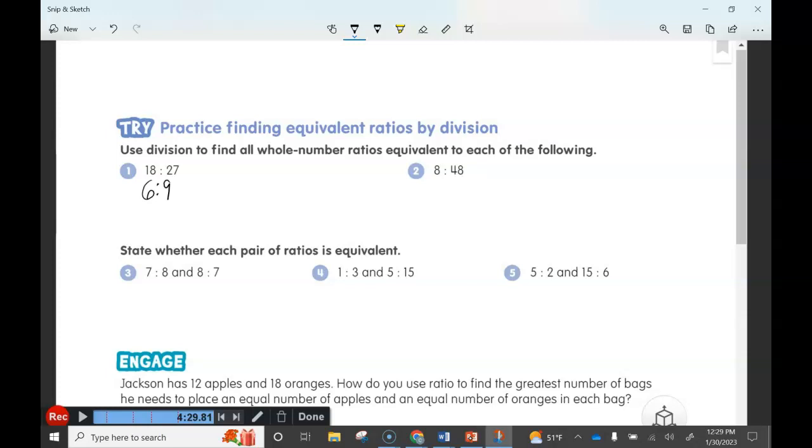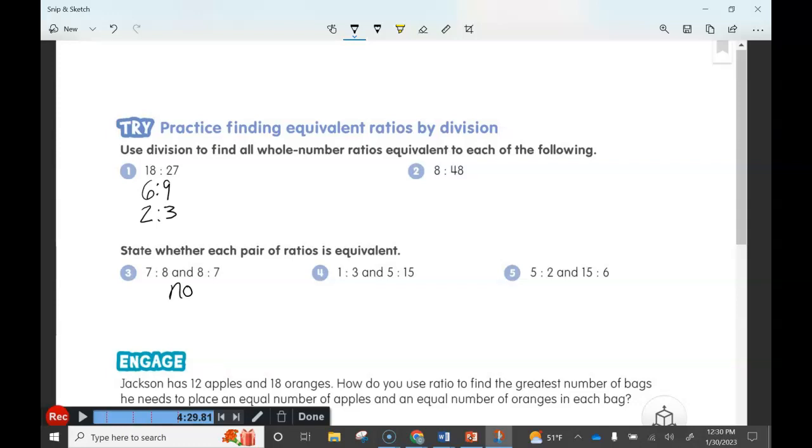Now let's say I divided both numbers by 9. We do 18 divided by 9 is 2. 27 divided by 9 would be 3. So again, whenever you're finding equivalent ratios using division, you must divide by the same number. Now let's take a look at the next one, state whether each pair of ratios is equivalent. So if I go 7 to 8 and 8 to 7, that is not equivalent.